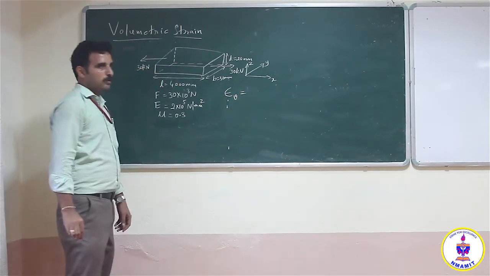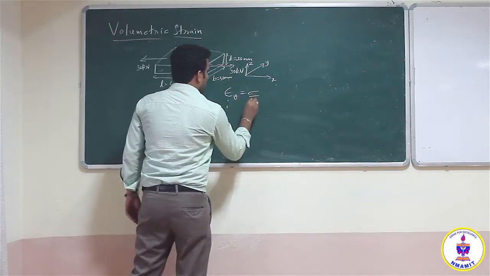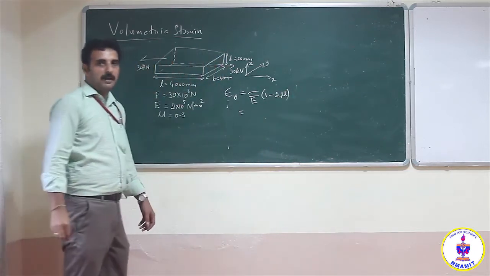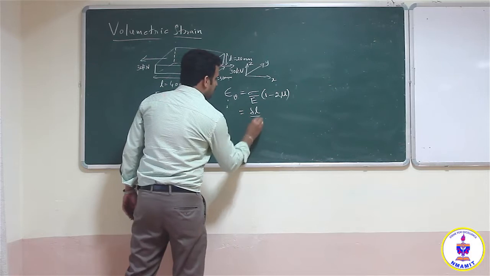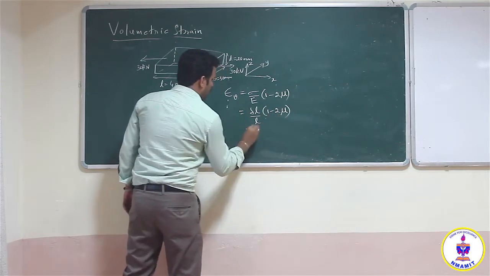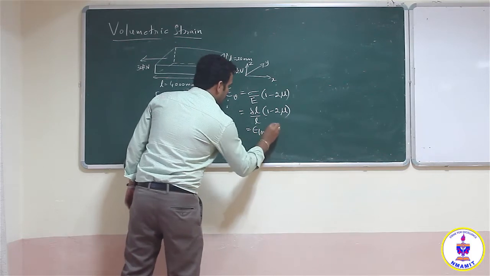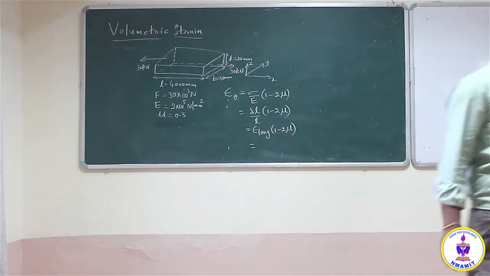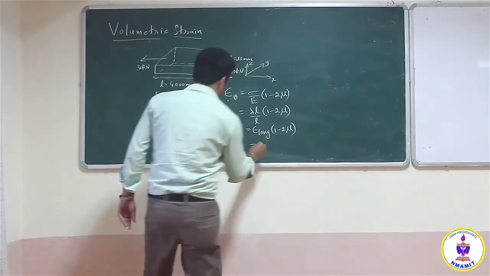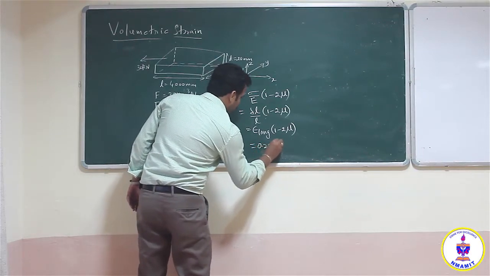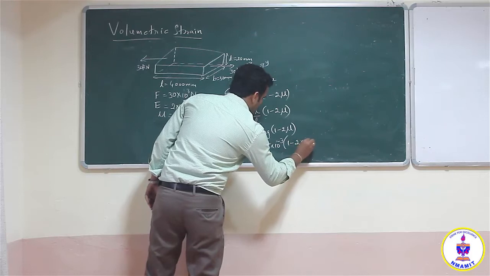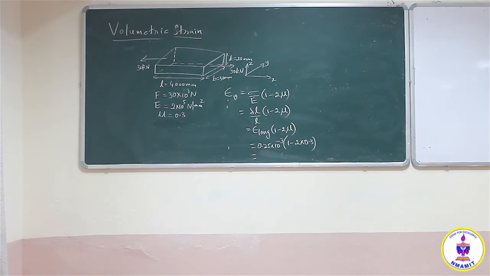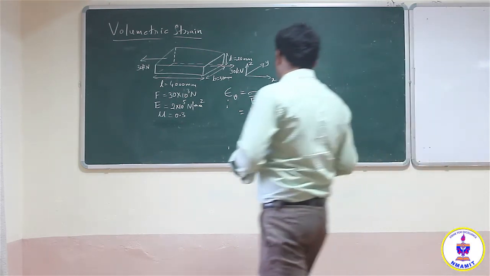Epsilon V equal to, we have already derived the expression, epsilon V equal to sigma by E into 1 minus 2 nu. Sigma by E is nothing but longitudinal strain. So we can write delta L by L into 1 minus 2 nu. Delta L by L is nothing but longitudinal strain into 1 minus 2 nu. So longitudinal strain we have calculated is equal to 0.25 into 10 to the power of minus 3 into 1 minus 2 into 0.3. So volumetric strain, it is 10 to the power of minus 4.